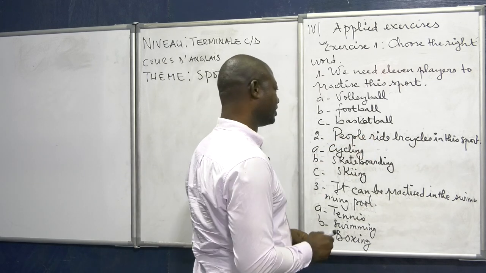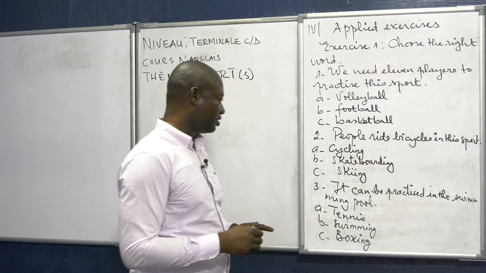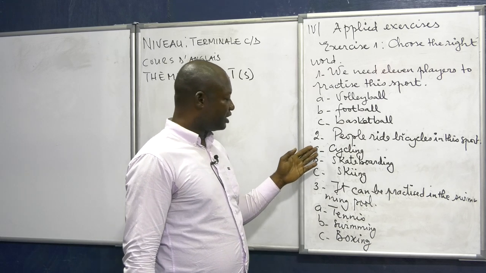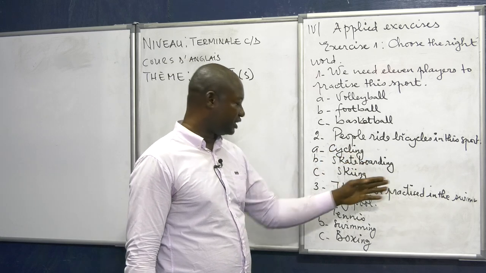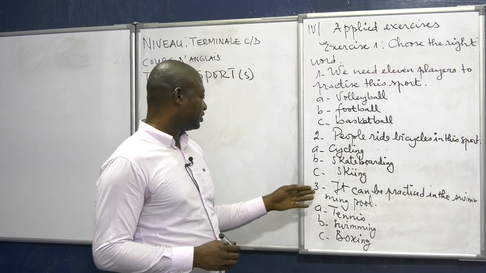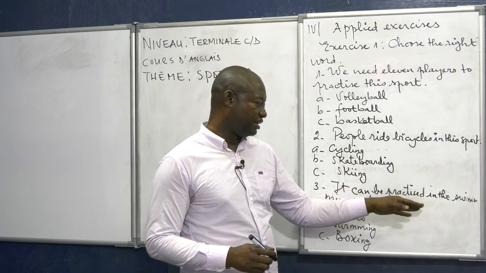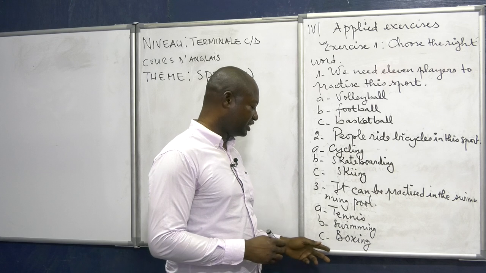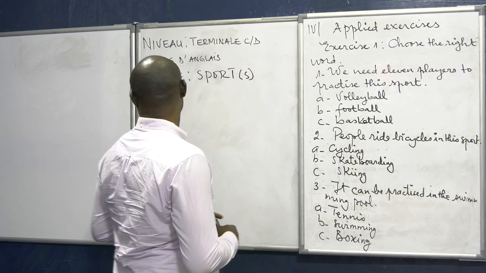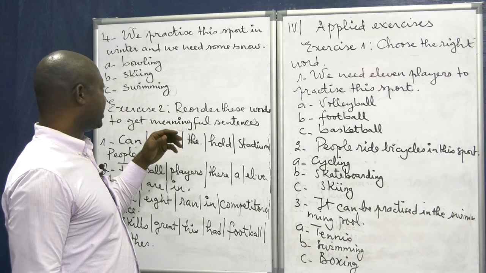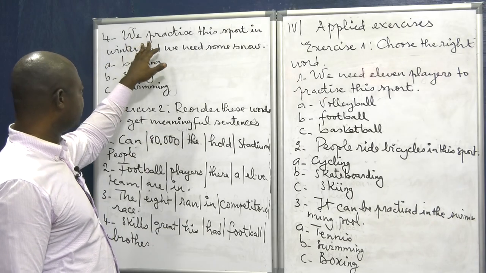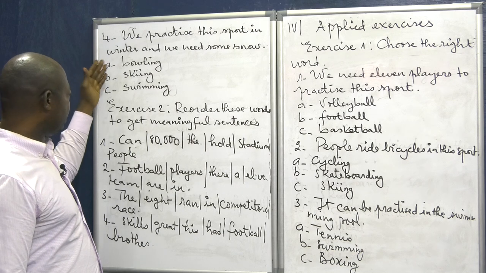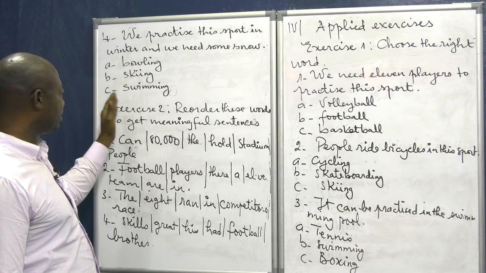People ride bicycles in this sport. We also have three proposals. A, cycling. B, skateboarding. C, skiing. Three, it can be practiced in the swimming pool. A, tennis. B, swimming. C, boxing. And the last question: we practice this sport in winter and we need some snow. A, boxing. B, skiing. C, swimming.